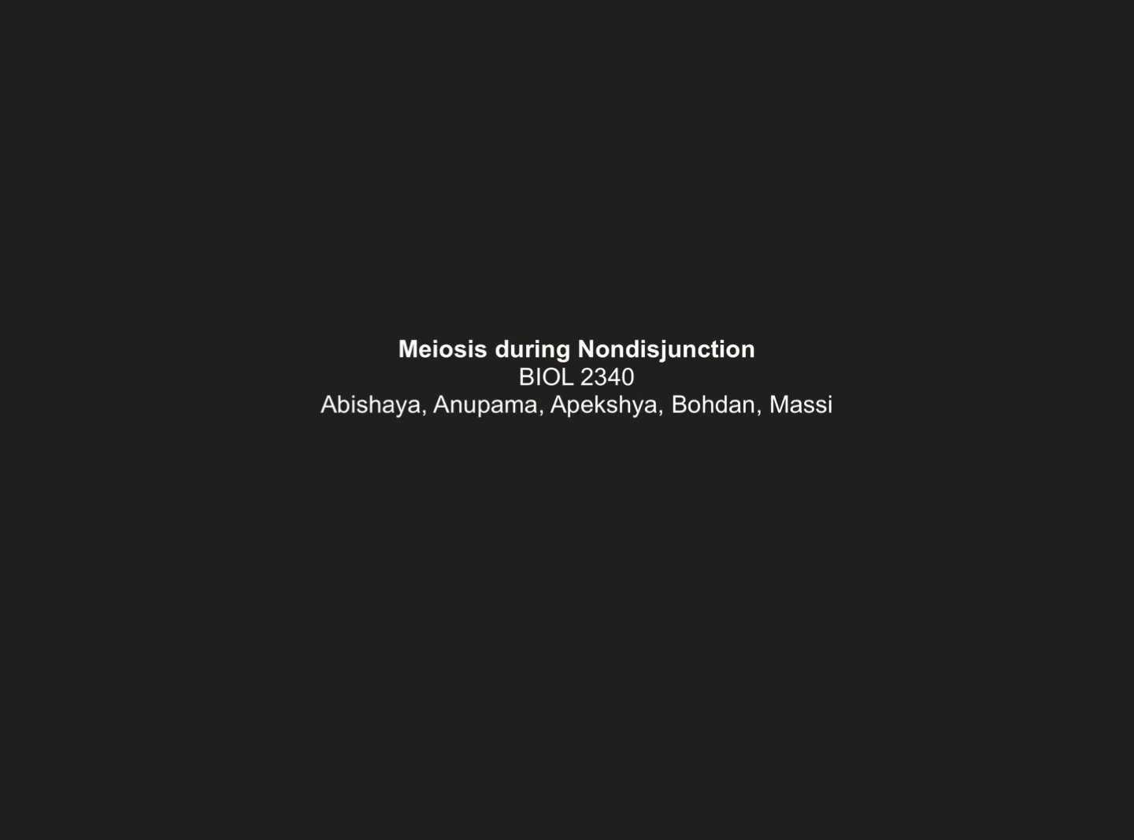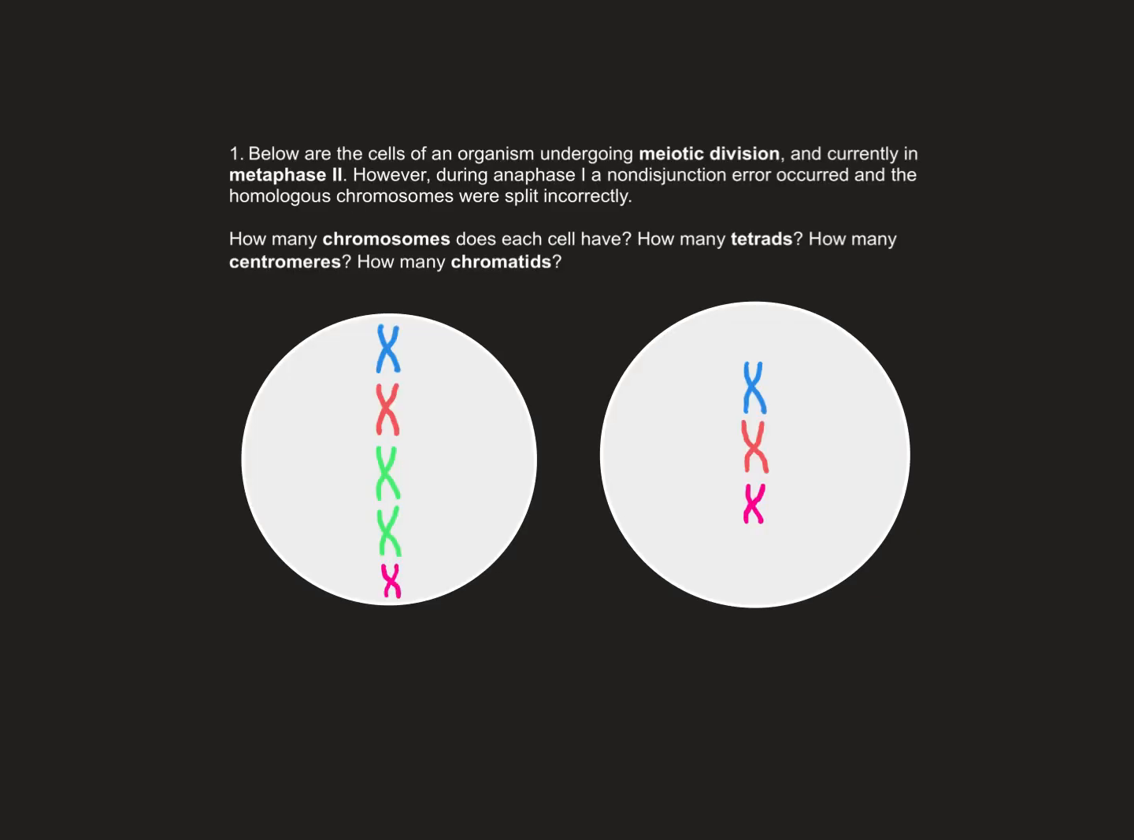Hello everyone. Today we'll be looking at a problem involving meiosis, and specifically how we go through meiosis when an error occurs during it. Let's take a look at problem number 1 here. Below are the cells of an organism undergoing meiotic division, so of course we know they're going through meiosis, and they're currently in metaphase 2.